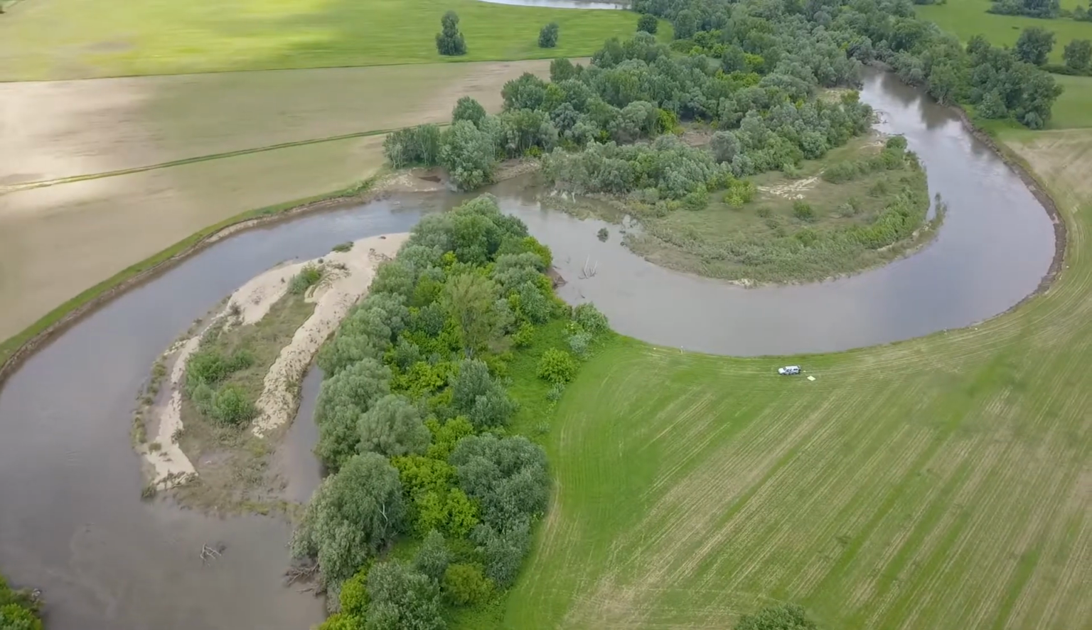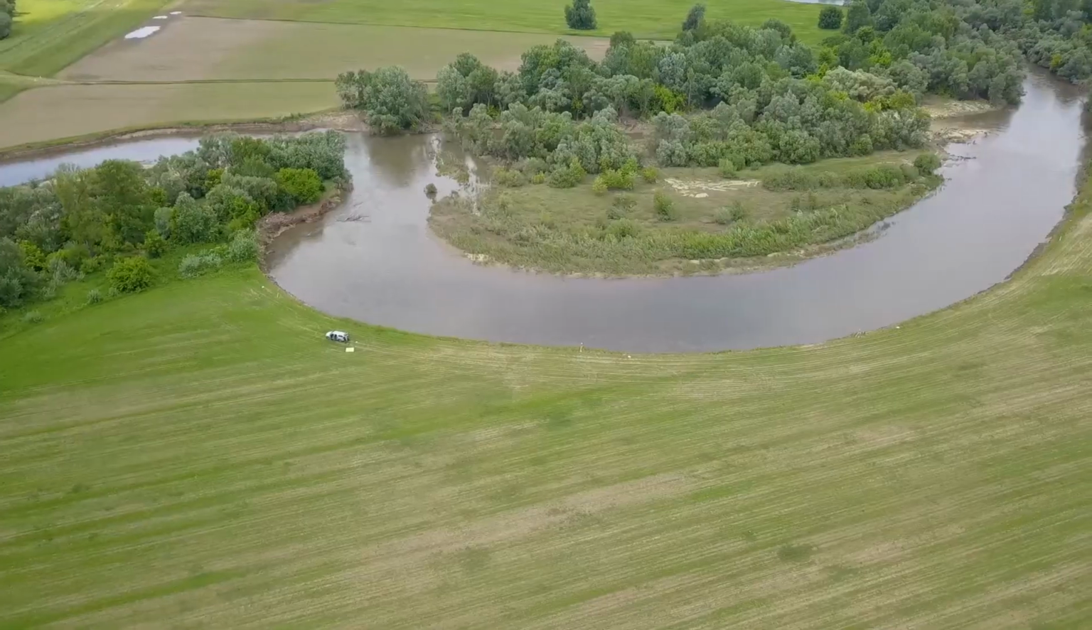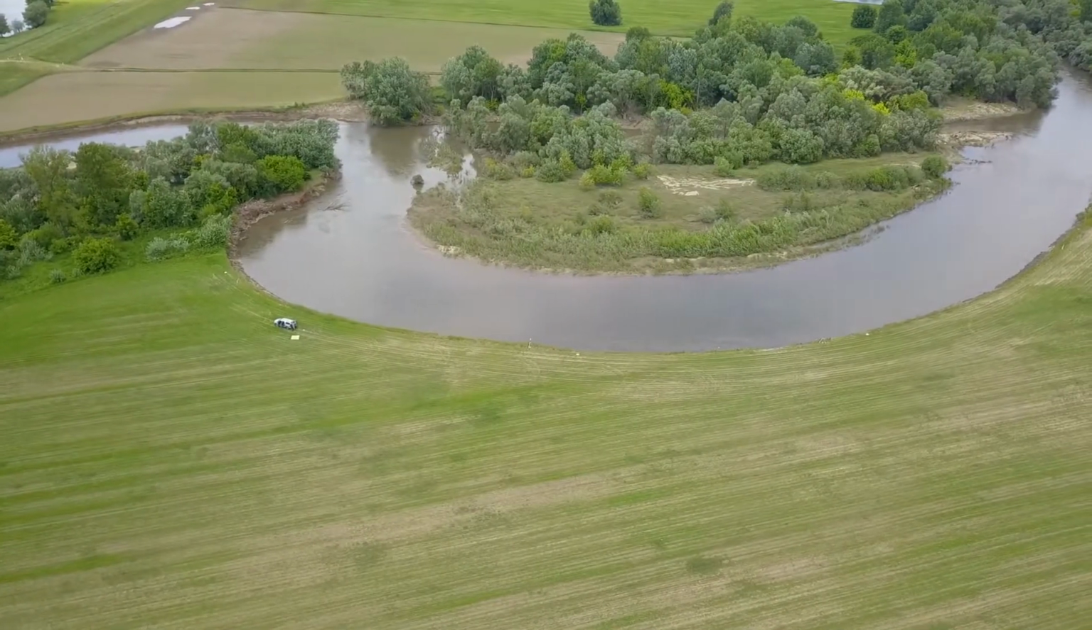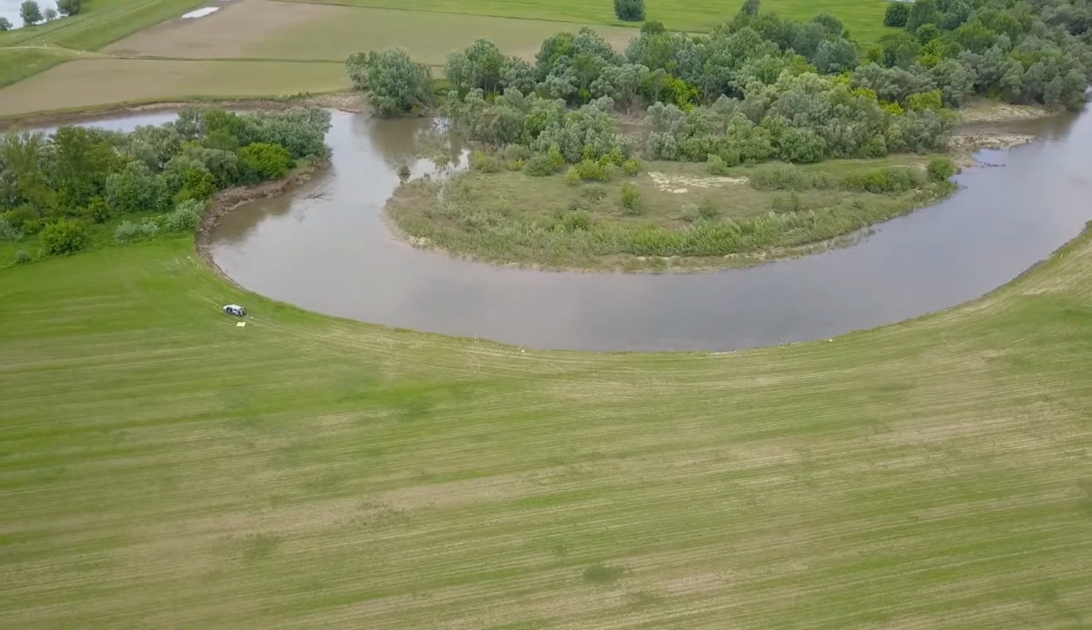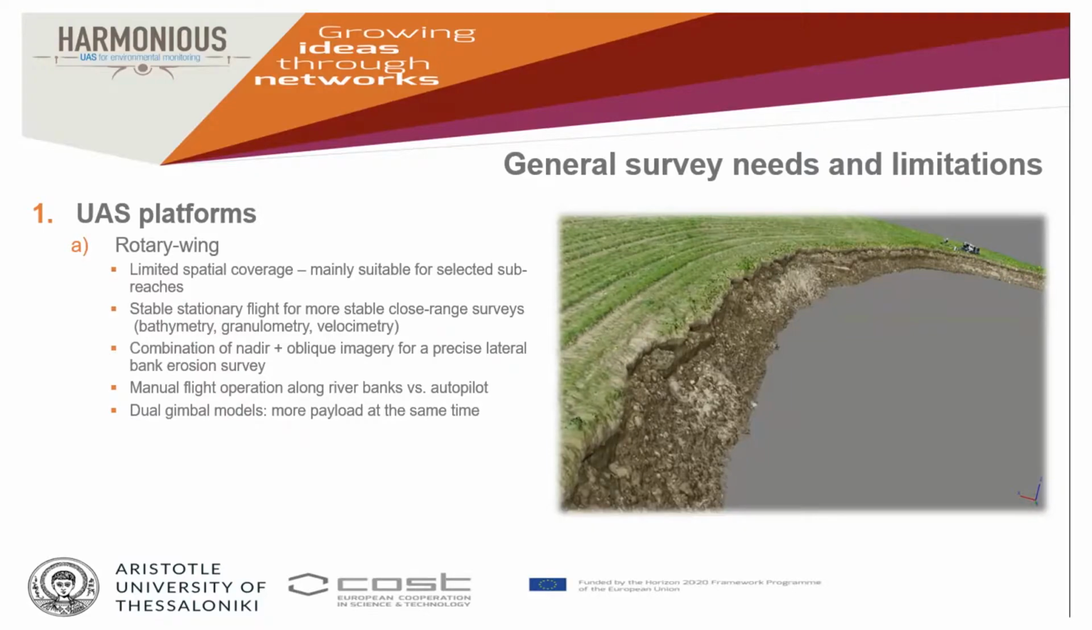In our chapter, we wanted to go through, starting from the general survey needs and then focusing on the monitoring of horizontal and vertical morphodynamics of rivers. If we start, of course, the basic thing is what do we fly, what kind of UAS do we use to produce the data collection. Of course, the most widespread types are rotary wings, but what are their characteristics in terms of river monitoring?